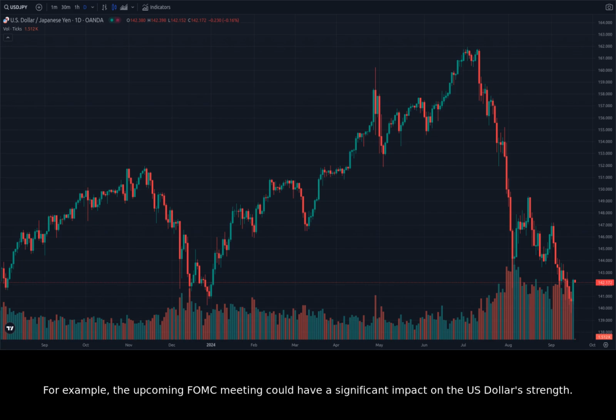For example, the upcoming FOMC meeting could have a significant impact on the US dollar's strength. If the Fed cuts interest rates by a larger amount than expected, the US dollar could weaken further. Conversely, if the Fed surprises the market with a smaller rate cut or a hawkish tone, the US dollar could rebound. In the short term, the key level to watch is the 140.00 support level. A break below this level would be a strong bearish signal and could lead to further downside. However, if the price holds above 140.00, it could create an opportunity for a short-term rally.